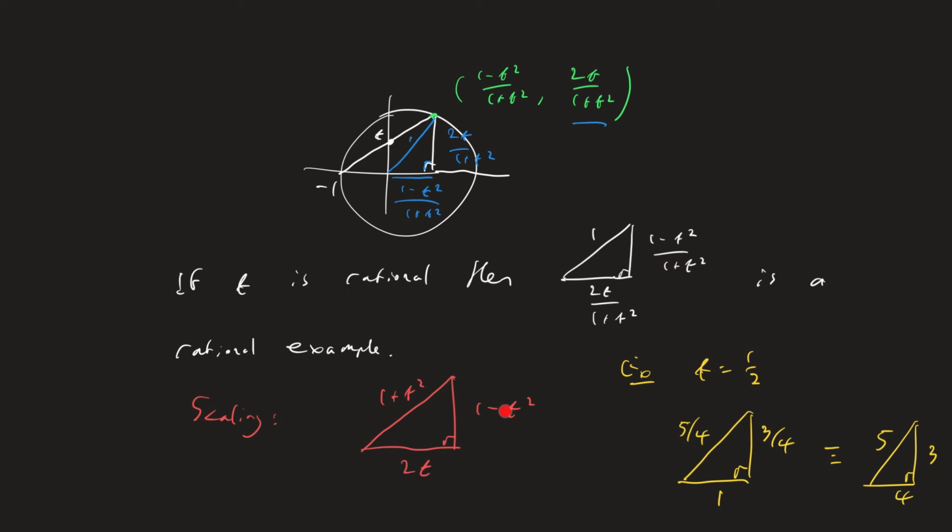Technically, if a side length ends up being negative, we just take its absolute value. We'll return to this point presently. By way of example, if we choose t to be 1/2, which is a rational number, and substitute that in, we get a triangle with side lengths 1, 3/4, and 5/4, which, when we multiply by 4 to clear denominators, gives us our 3, 4, 5 triangle.